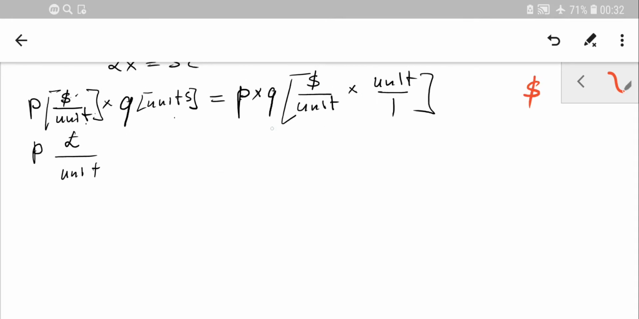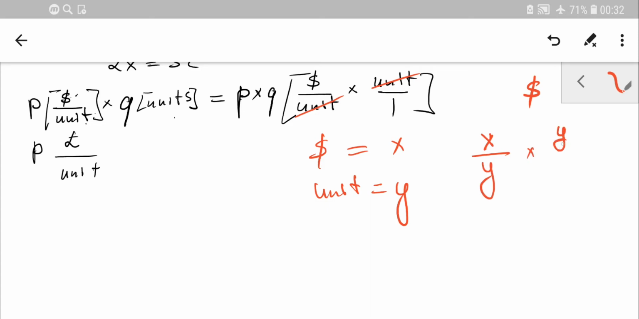So how can we get that using units? You just cancel them. You can work with units as if they're numbers or some unknowns. Let's say dollars is X, and unit is Y. What do you have here? You'll have an algebraic fraction, X over Y times Y over 1. Y can be cancelled and you'll stay with X, but X is the dollar amount.